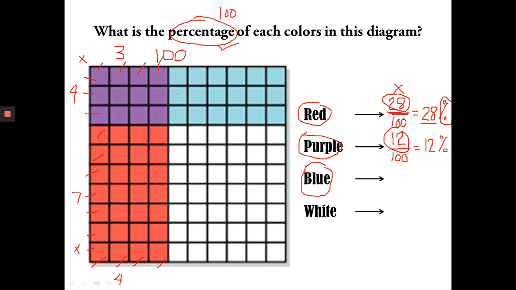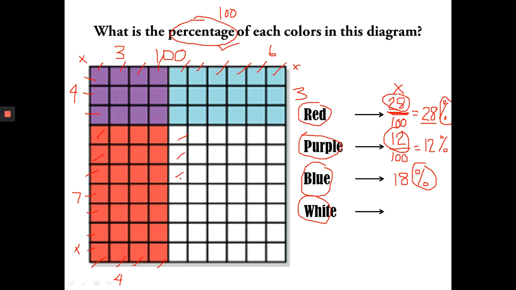how many squares are, let's say, blue. 1, 2, 3, 4, 5, 6. 6 times 3 is 18. So that's 18 blue boxes of every 100. Remember, percent means of every 100. So 18 are blue of every 100. Okay, so let's proceed to white.